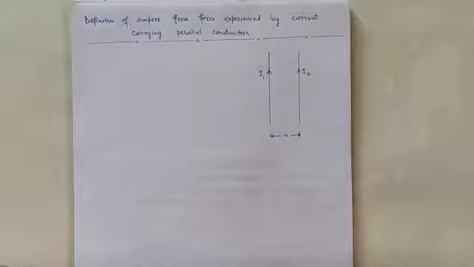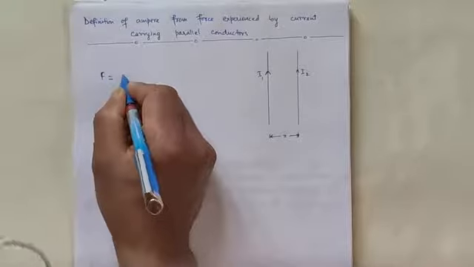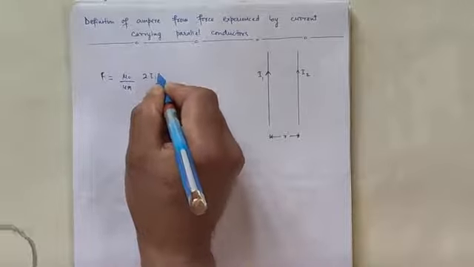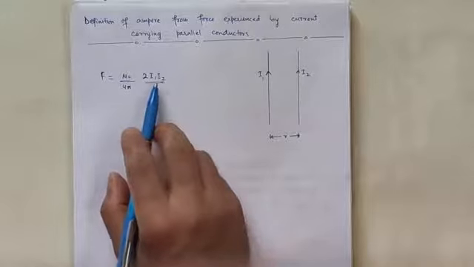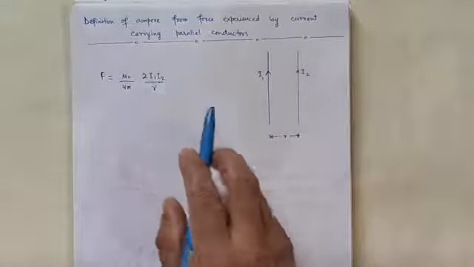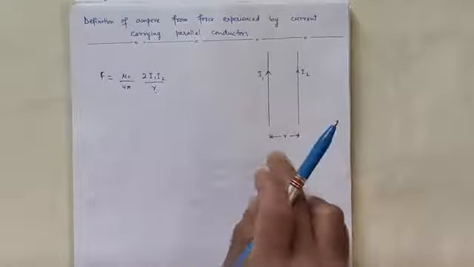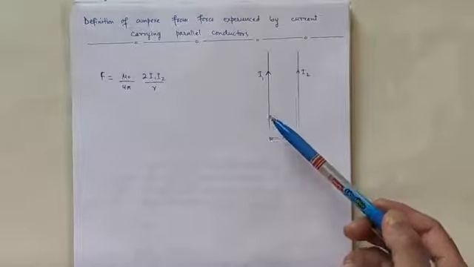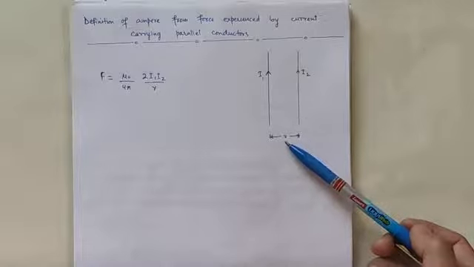on two straight and parallel current carrying conductors is given by the relation F is equal to mu naught divided by 4 pi times 2 I1 I2 divided by R. Here I1 and I2 are the two currents: I1 is the current through conductor first, I2 is the current through conductor second, and R is the distance of separation between the two conductors. So here we have considered two conductors, conductor first and conductor second, separated by a distance of R.